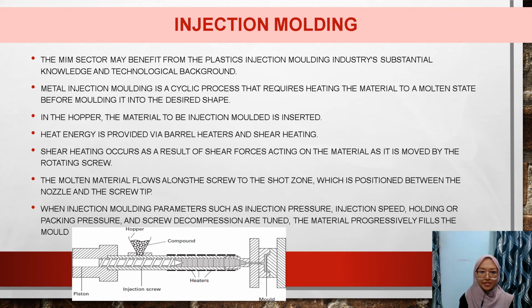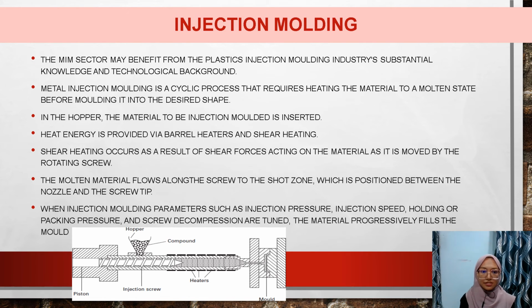The next step is injection molding. The MIM sector may benefit from the plastic injection molding industry's substantial knowledge and technological background. Metal injection molding is a cyclic process that requires heating the material to a molten state before molding it into a desired shape. In the hopper, the material to be injection molded is inserted.